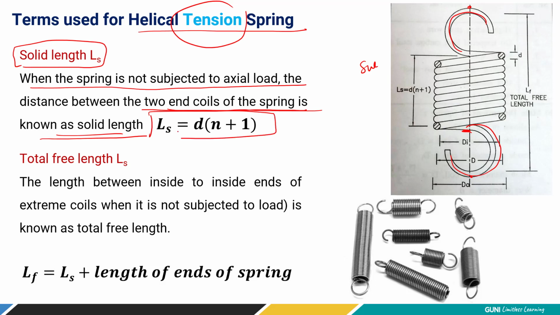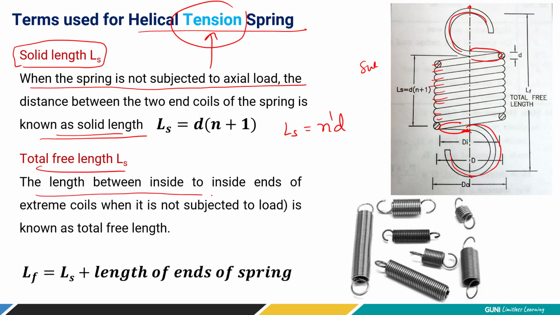Here it is very simple. The number of turns is n plus 1. Why 1? This half and this half. These two halves of each coil are taking part, so half plus half is 1, right? That's why the 1 is added, and it is multiplied by d, the coil diameter. This gives the solid length in a helical tension spring, right? In the case of a compression spring, it was n plus d, right? Now, what about the total free length, LS?